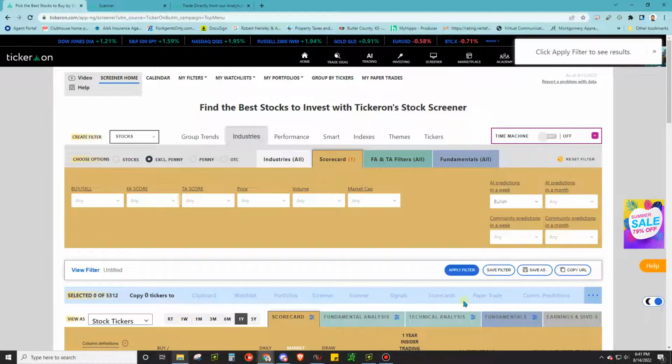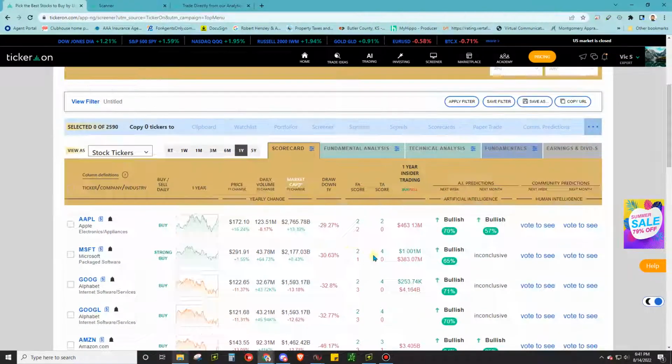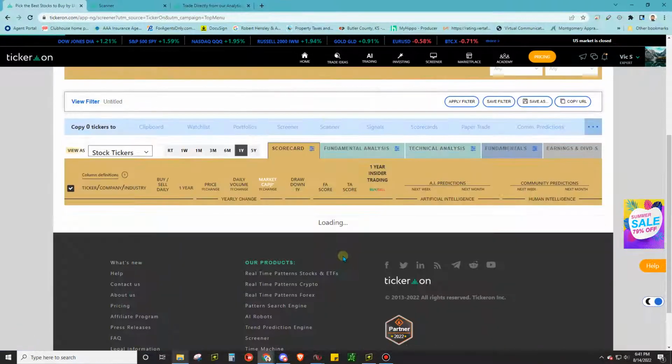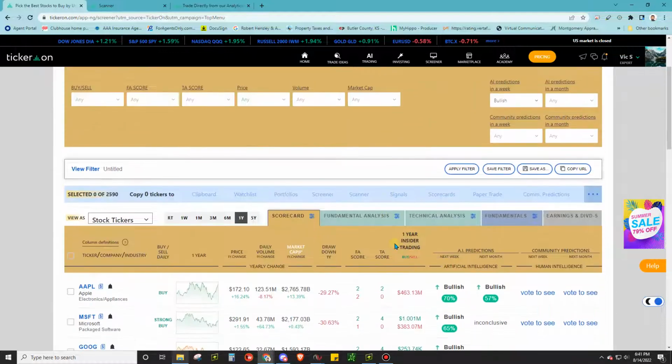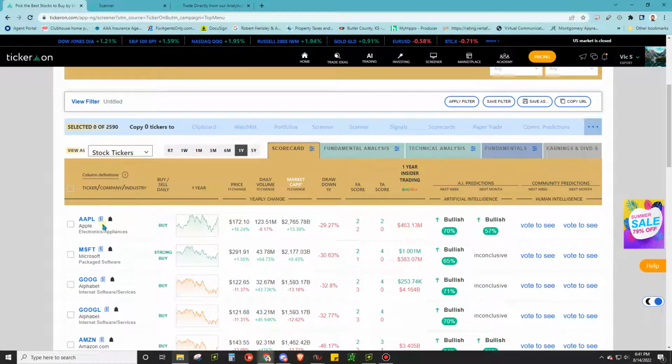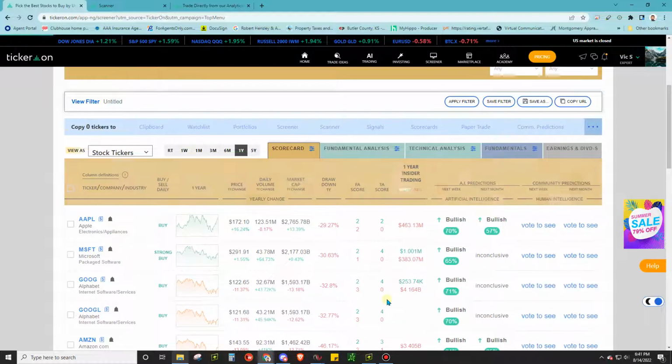So I come in here and we're just going to click AI predictions for the next week. Since it's the beginning of the week, I'm just going to be trading this week. We're just going to apply the filter for that and see what pops up here. So for bullish in the next week. All right. Obviously, we're bullish on mostly everything, but I like to focus on stuff.